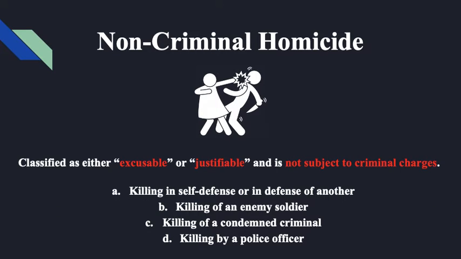Non-criminal homicide is classified as either excusable or justifiable and is not subject to criminal charges. Some examples are killing in self-defense or in defense of another, killing of an enemy soldier in wartime, killing of a condemned criminal by an executioner, and killing by an officer of a person who is committing a crime or possesses a threat. Because the killing was justifiable, the person who committed it will not be held criminally liable for the death, but a criminal penalty might still be applied under certain circumstances.